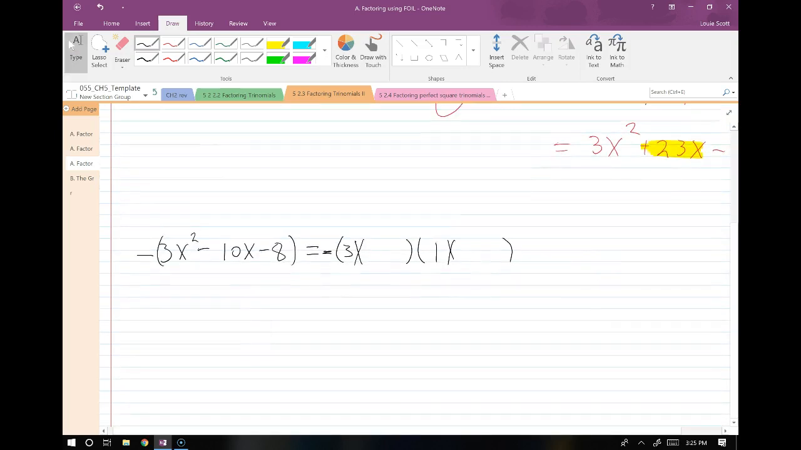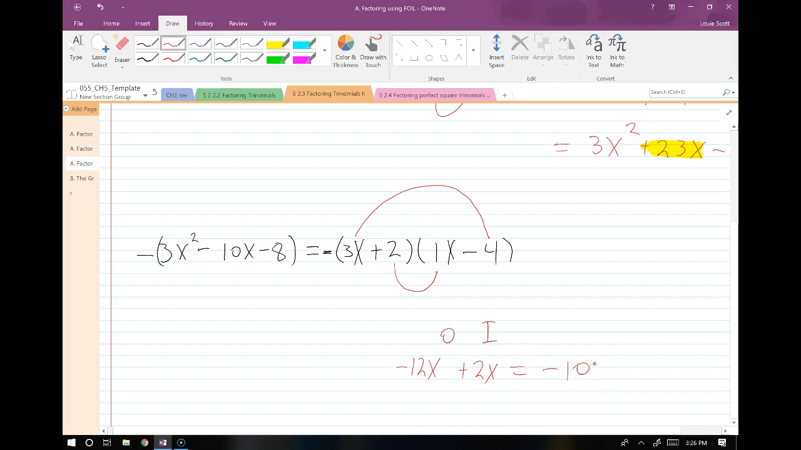For this one, in the end, it is 3x plus 2 and 1x minus 4. If you want a quick way to do the guess and check, you can just consider the O and the I steps. My outer multiplication is 3x times -4, which gives me -12x. Then my inner multiplication gives me +2x. That equals -10x, and that's what we wanted. So those are valid, and in the end this is my factorization right here. And don't forget the negative sign out front. That negative that we factored out in the beginning has to stay there.